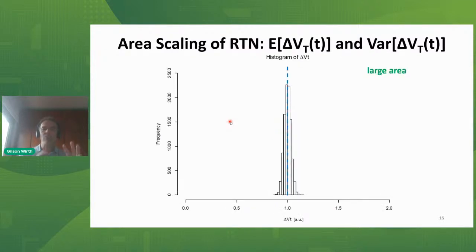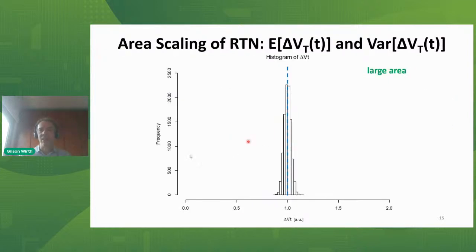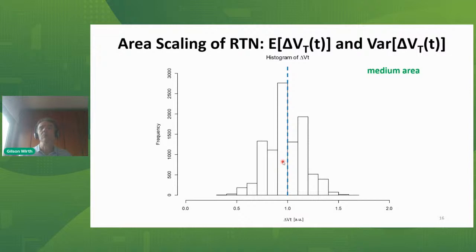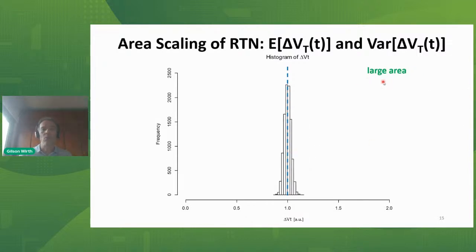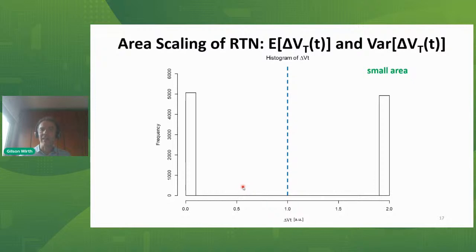Okay. And here you can also see a histogram. If you look at the histogram of the drain current or the threshold voltage, at each instant of time that you do a measurement, you plot the value that you measured. So if you have a large area device, you plot here the VT in arbitrary units, and you have a very close distribution with a very light tail. You don't see a large spread; you see a very short spread. If you go to smaller area, you have fewer traps, but each trap with a larger contribution, so extreme values become more likely. If you go to very small area devices, wow, you have a large spread.